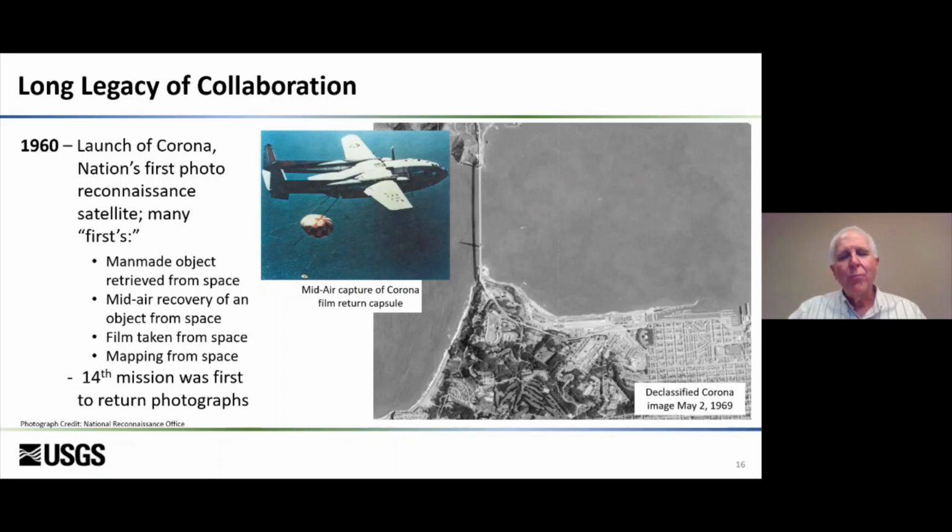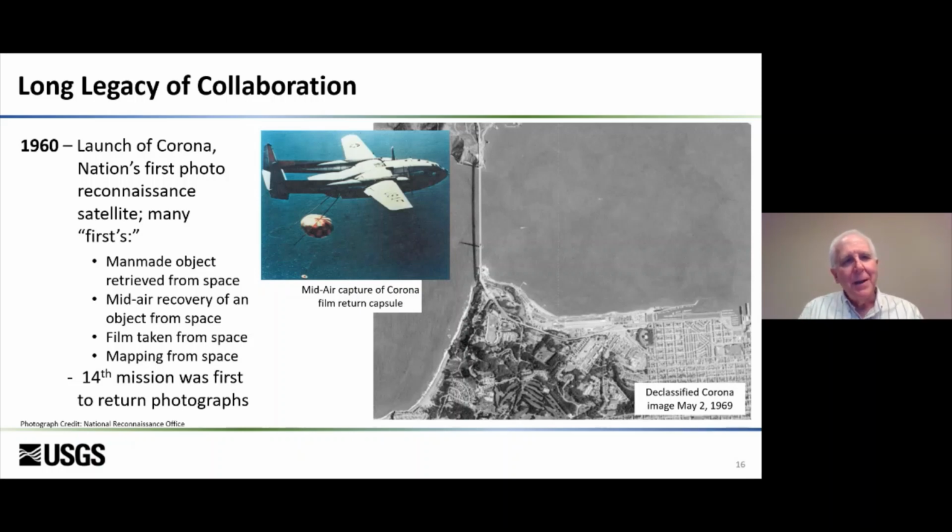So to build a rocket, build a camera that could withstand a rocket launch, withstand outer space, operate that camera in space, turning it on and off when you wanted to take images, advance that film into a return capsule, return that capsule through Earth's atmosphere, capture the capsule midair. That's the photograph here, capturing the capsule in midair, and then bringing that film back down to Earth and processing it. So Corona saw many firsts.